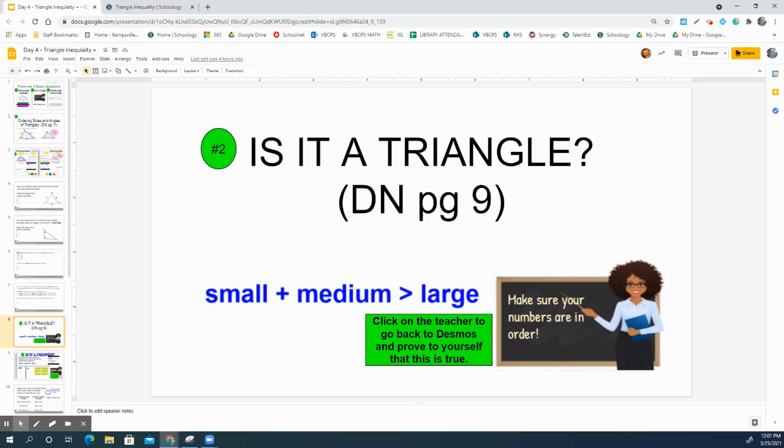Small plus medium is bigger than large. If we went back and opened that Desmos with a triangle that you could drag the angles to, you'd be able to look at those angles and say the small plus the medium is always bigger than the large. It doesn't matter what kind of triangle you make. Small plus medium is always bigger than large, okay? Small plus medium is always bigger than large. For the sides, sorry. Well, it works for the angles too, but we're really talking about sides here.